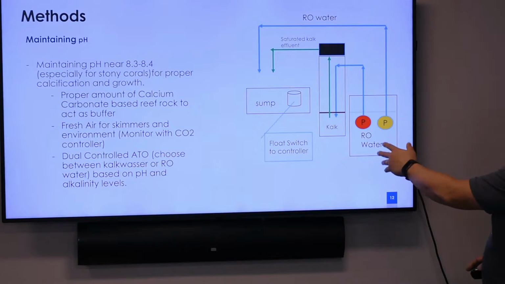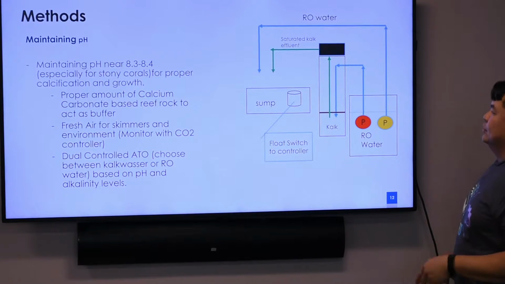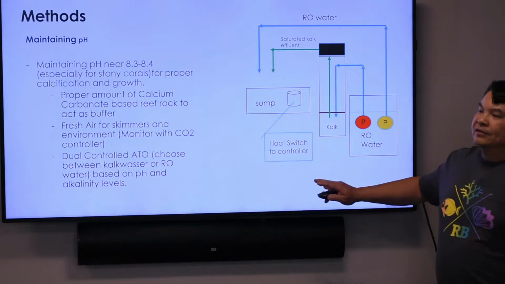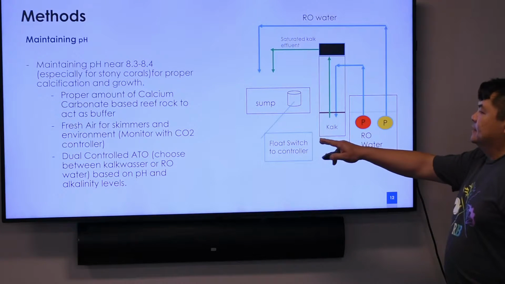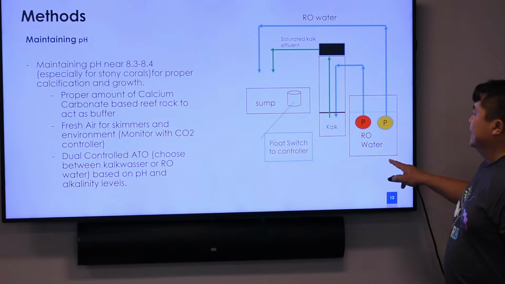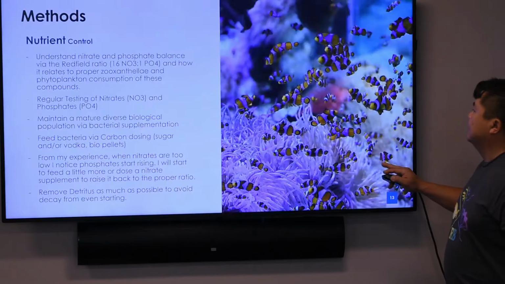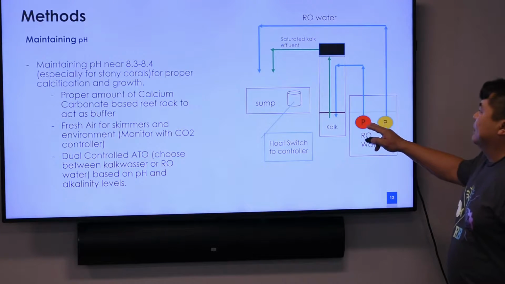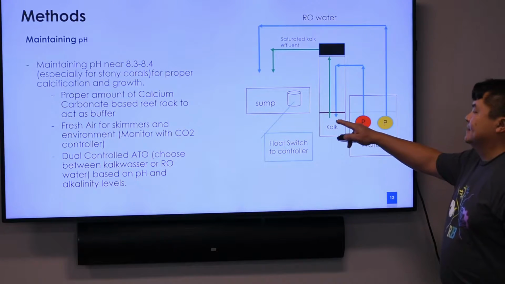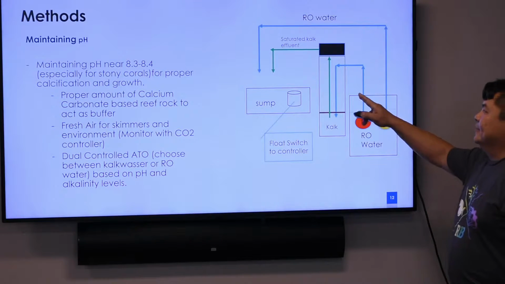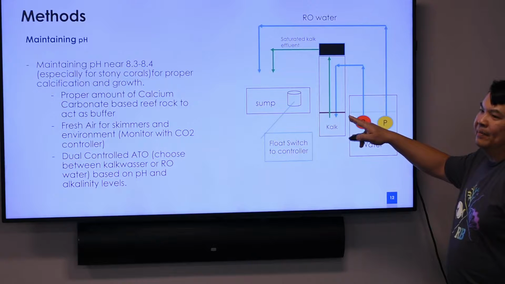That's basically what this is. It's a very crude drawing about maintaining pH. I have a float switch that goes to my controller that acts as a decision gate between the same RO water, but you have a pump for the calcium reactor, which is just, you put calcium in a couple weeks in here, and it'll use this for auto top off.